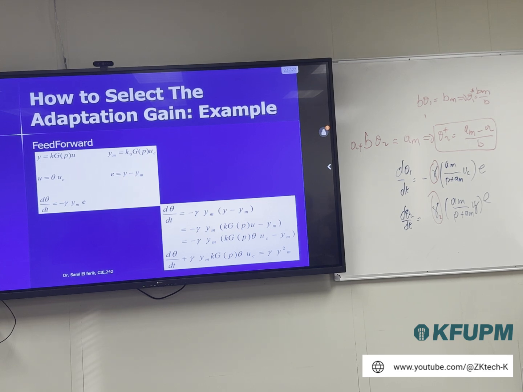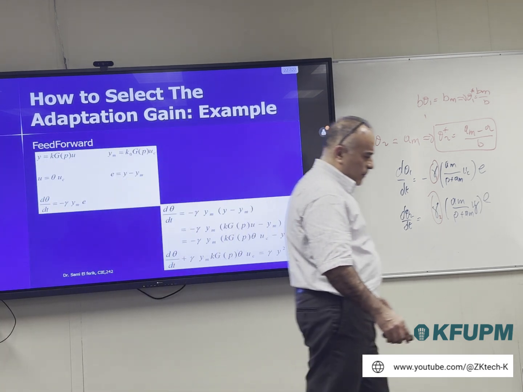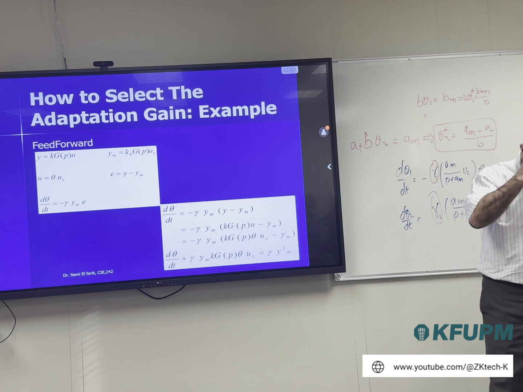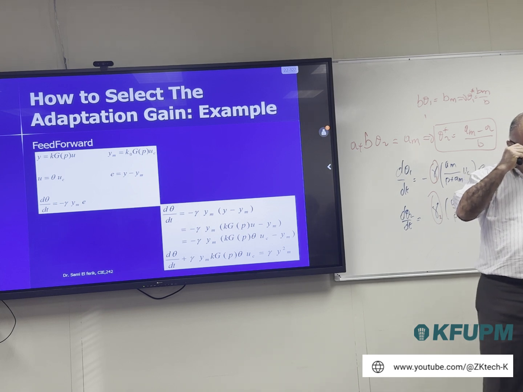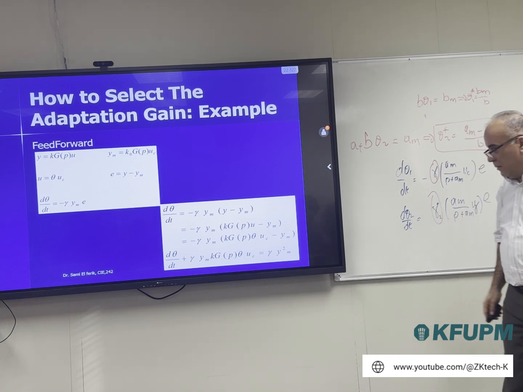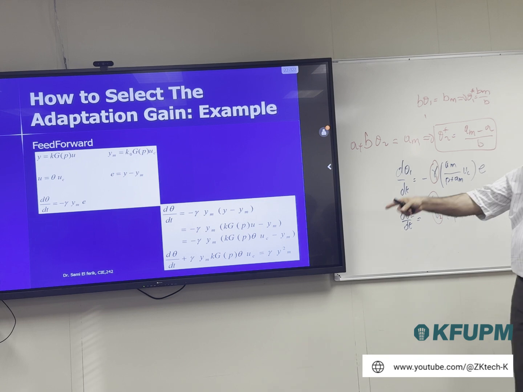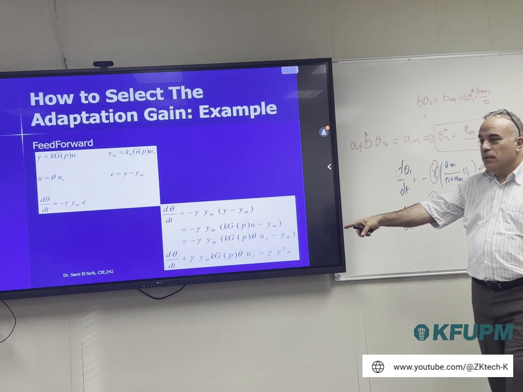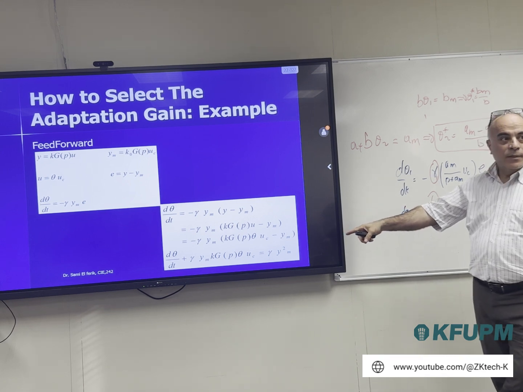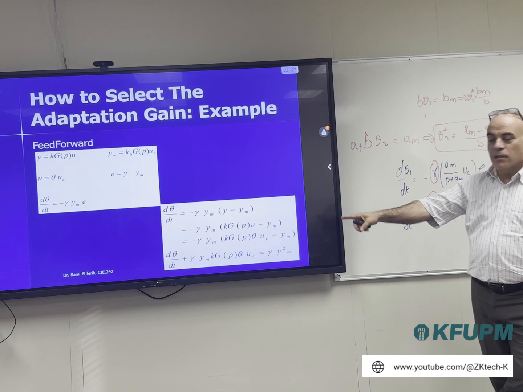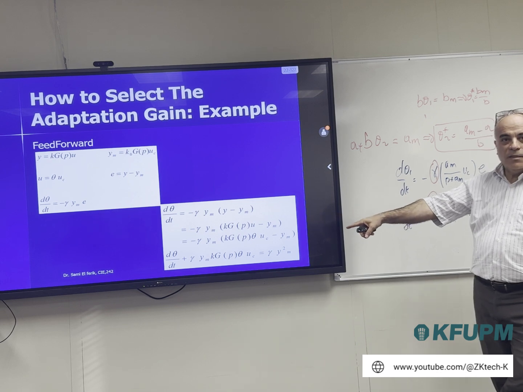And now how can we analyze it? This is the question. Can we take the Laplace transform? Again, can we take the Laplace transform with this equation? This is a differential equation. Can we take the Laplace transform?